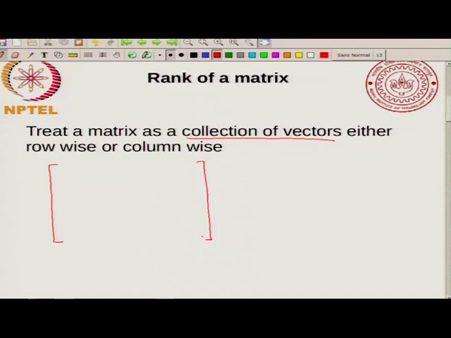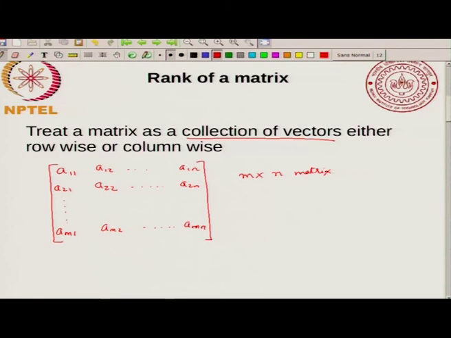So I will just take our typical matrix A11, A12, etc. up to A1n, A21, A22, all the way up to A2n, and then similarly all the way. Let me take AM1, AM2, all the way up to AMN. So, this is an m by n matrix.